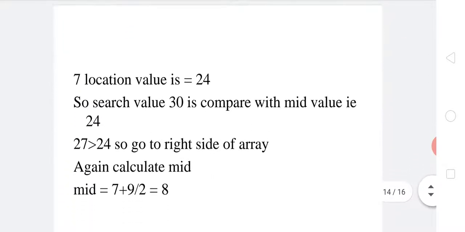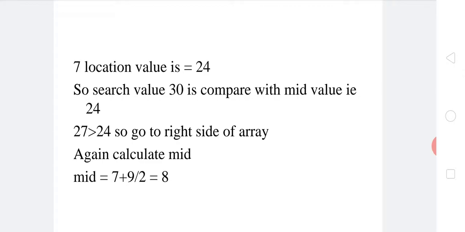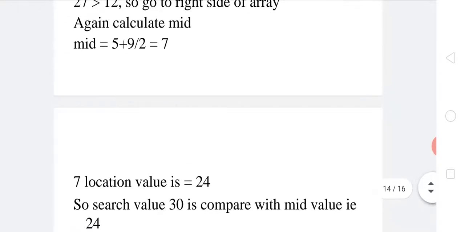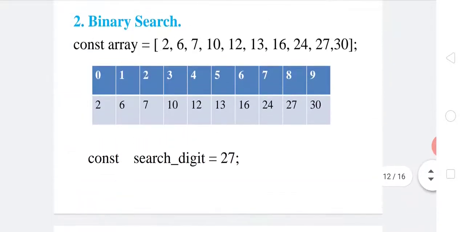Now compare: 27 is greater than 24. So again go to the right side of the array. Again calculate the mid value. How to calculate? Mid is equal to beginning plus end. Now the right side array beginning is 8 and the end value is 9. 8 plus 9 is equal to 17 divided by 2. The answer will be 8. Here the mid value is equal to 8.